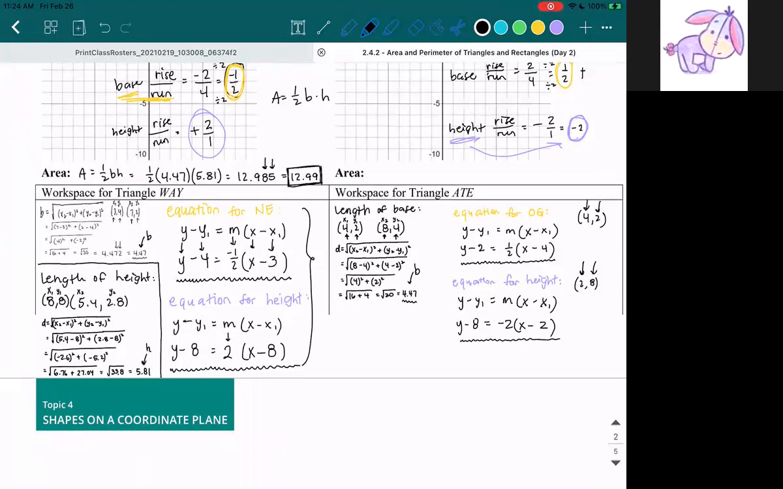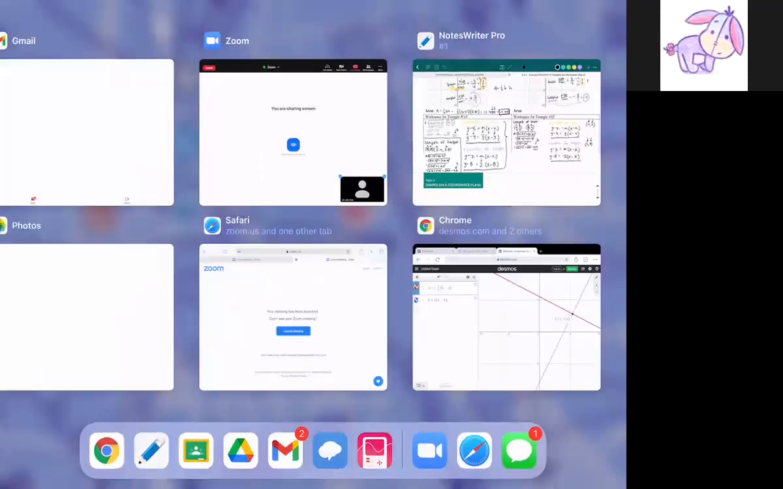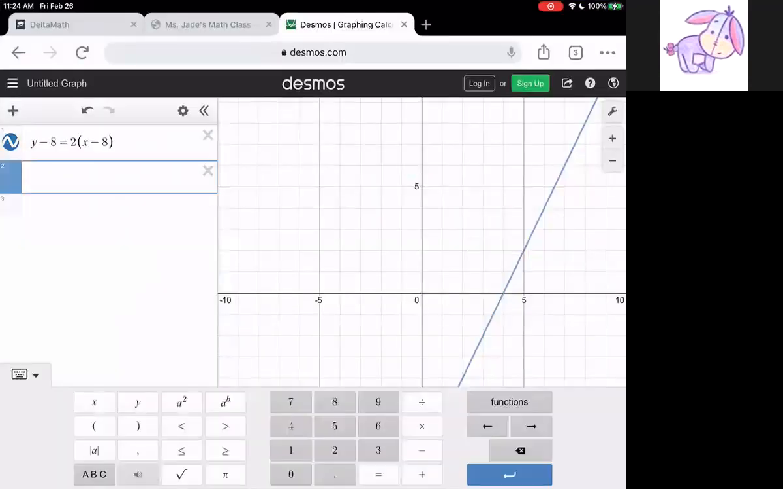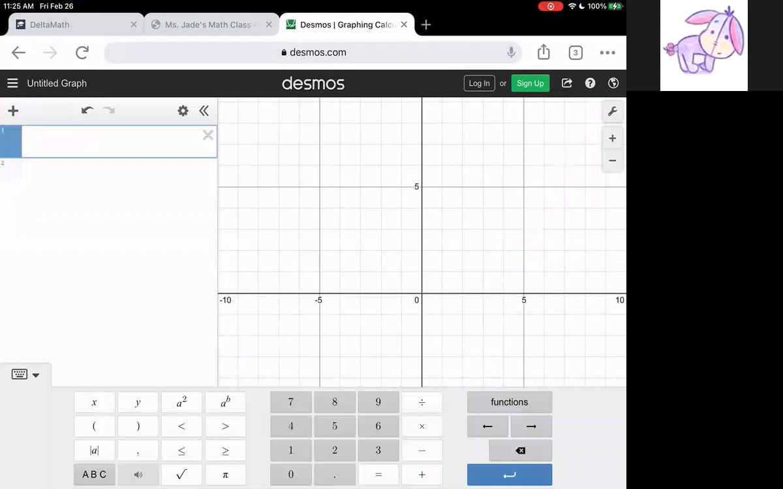Okay, so finally, now with our equation for the base and our equation for the height, we must type these two lines into Desmos, the ones that are being underlined. We're going to type those into Desmos, and then that will help us get the intersection point. So I'm going to go over to Desmos. Let's clear out the old ones. And I'm going to type in the new equations.